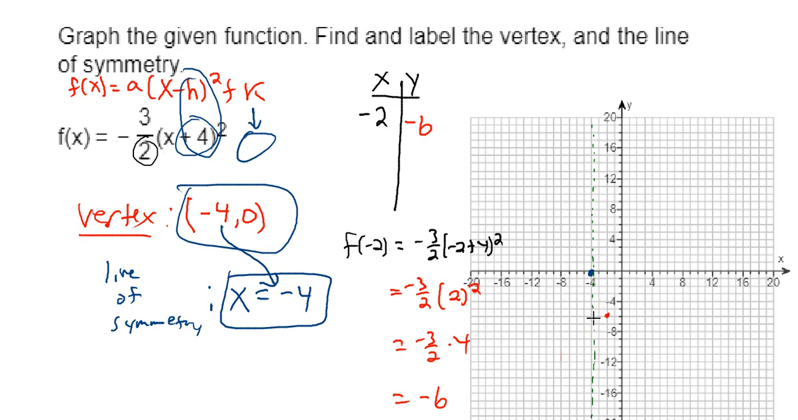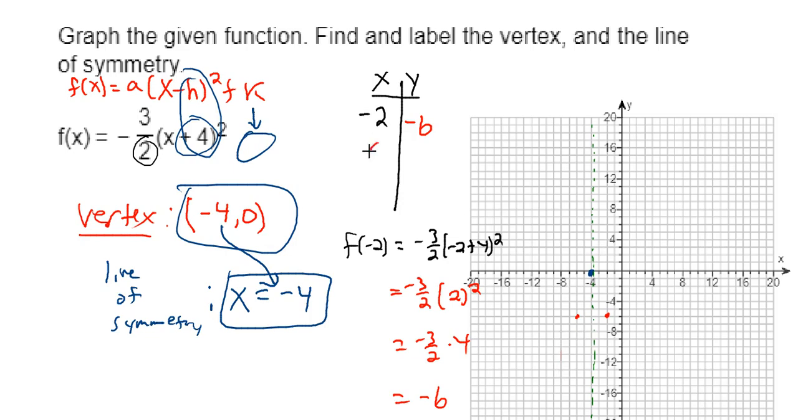We can use the symmetry here, so we went 2 to the right to get this particular point. If we go 2 to the left, we should find a mirror image point over here. So 2 to the left, which is at -6, comma -6. Again, Math Excel, that's all you need to graph the parabola, but I think one more would be good for us when we're doing it by hand.